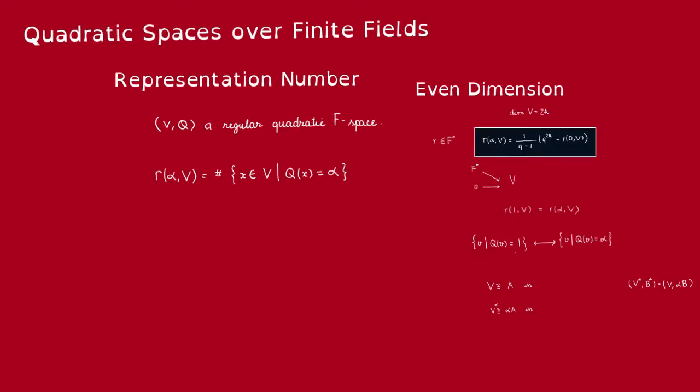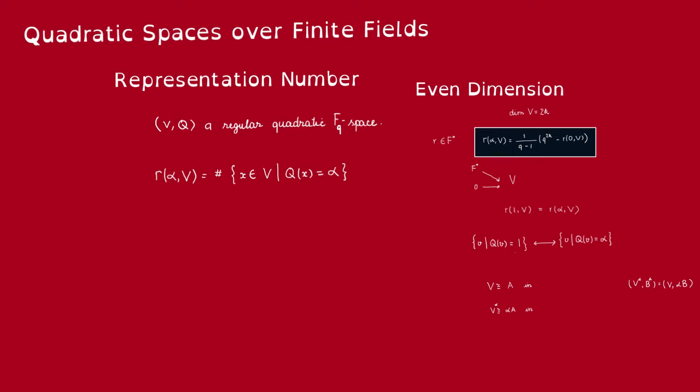So in the following videos, we are gonna compute representation numbers for quadratic spaces over a finite field. So let's say V is a regular quadratic space over a finite field F with quadratic form Q. Let's say F is the finite field F little q. That's why we use this notation for the quadratic form, so that they are different. So what's the representation number of some alpha in F?